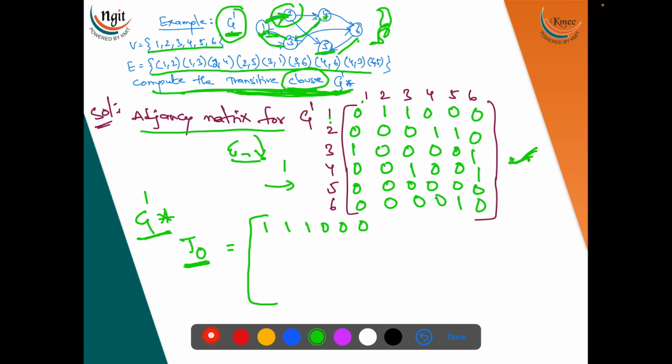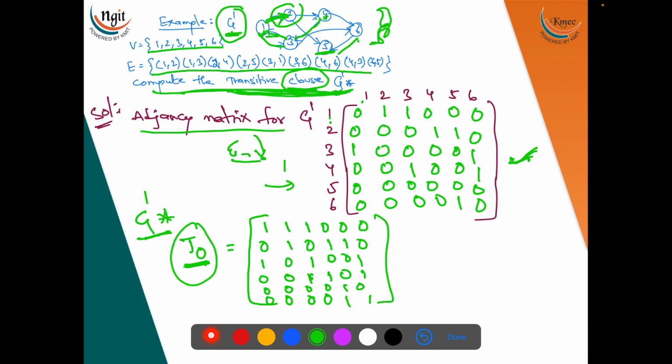Now 2 to 1 there is no closer, so 0. 2 to 2, yes, it is reachable. Now 0, 1, 1, 0 and 0, 0 it is reachable, and it is 0, 0, 1, 0, 0, 1, 1, 0, 1, 0, 0, 0, 0, 1, 0, 0, 0, 0, 0, 1, 1. So what I did, how I got this T0 of G dash star? What is T0?